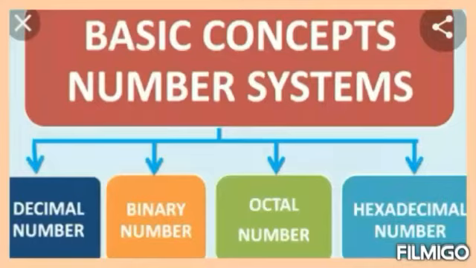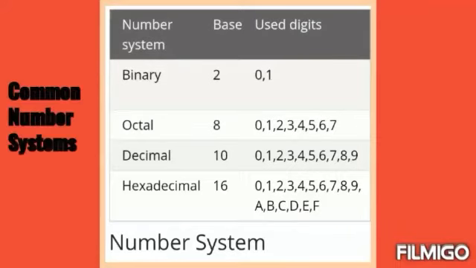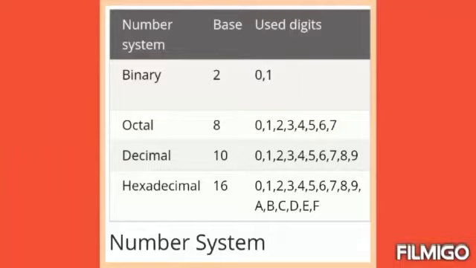The technique to represent and work with numbers is called number system. Number systems are decimal, binary, octal, and hexadecimal. Base is defined as the number of digits in the number system. Binary has base two, it represents 0 and 1.